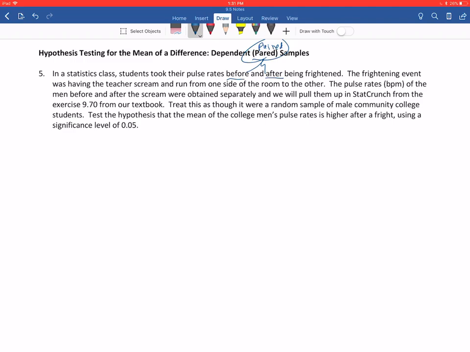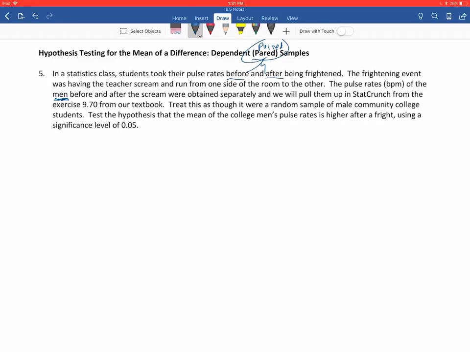The frightening event is the funny part. It was having the teacher scream and run from one side of the room to the other. So apparently the students did not realize this was going to happen. The teacher handed out the stopwatches, said take your pulse rates, and then all of a sudden ran screaming from one side of the room to the other. And that was the frightening event, and then had the students take their pulse rates after that happened. It was also apparently a class of only men, so that's something to note.